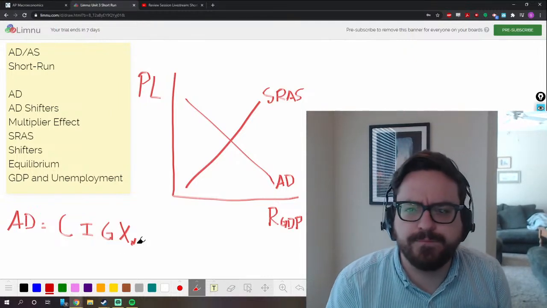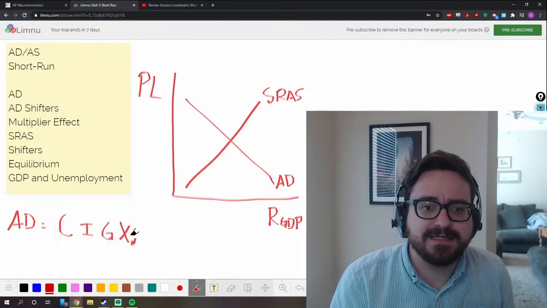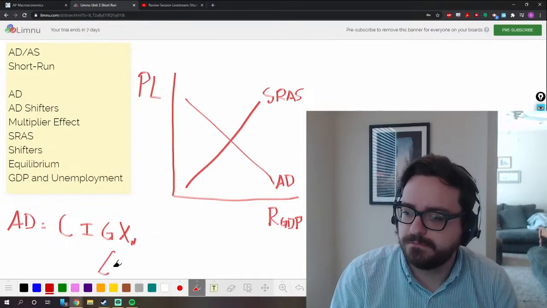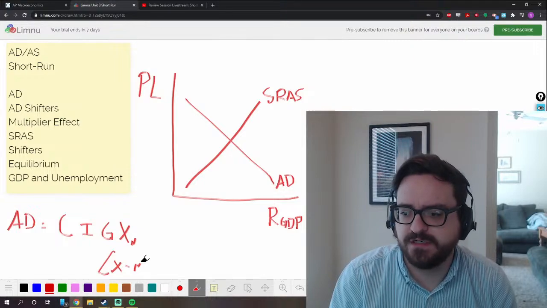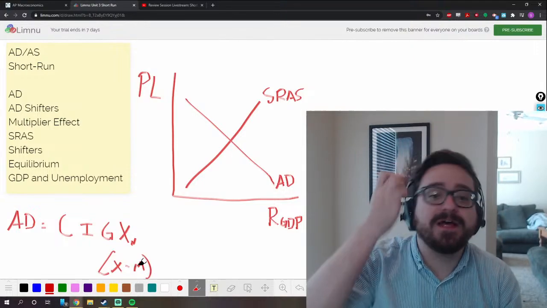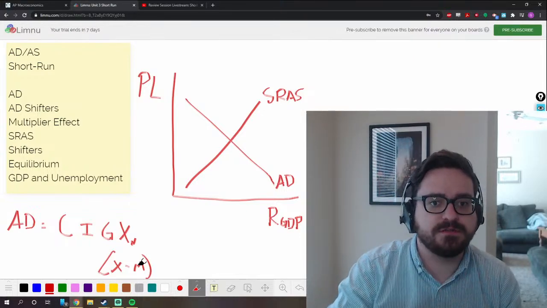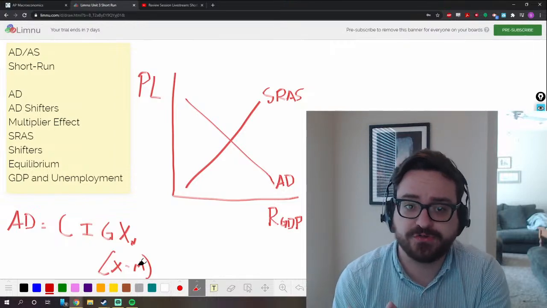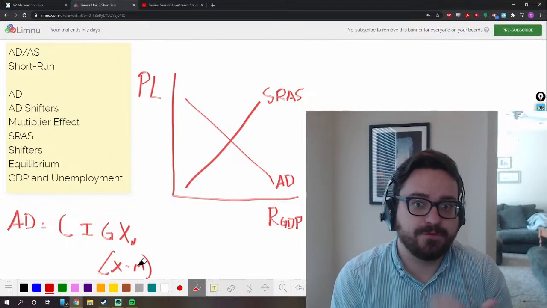Now, the only thing to really be worried about here is that net exports is exports minus imports. That's a good parenthesis. It's exports minus imports. What you need to be aware of there is that imports are negative when it comes to aggregate demand. Because the idea is if you're buying a good from another country, you're demanding less of your own country, right?